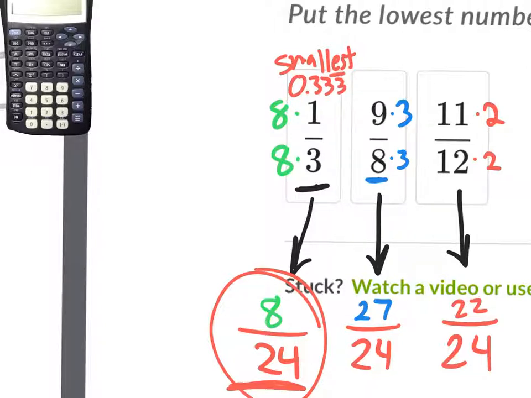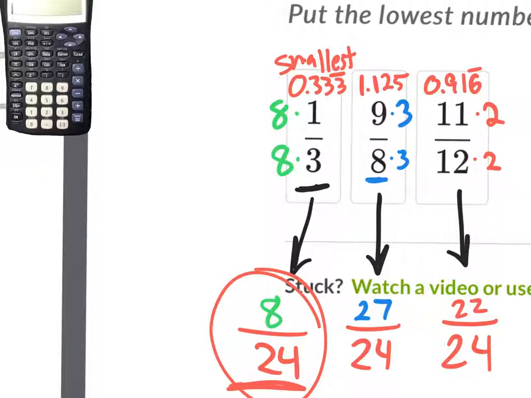Okay. If I take 9, this next one, 9 divided by 8, and I do that on a calculator, I will get the decimal 1.125. And if I take the fraction 11 over 12, and I divide 11 divided by 12 on a calculator, I'll get 0.916, and the 6 continues. So now that we've converted, this is another option.